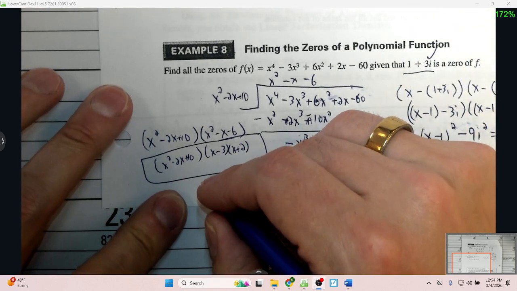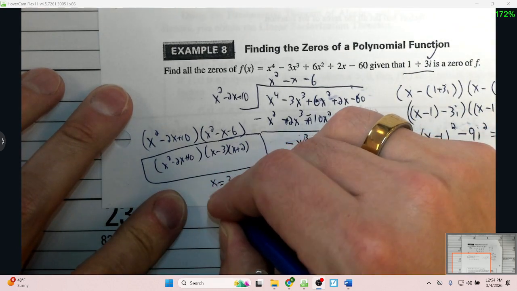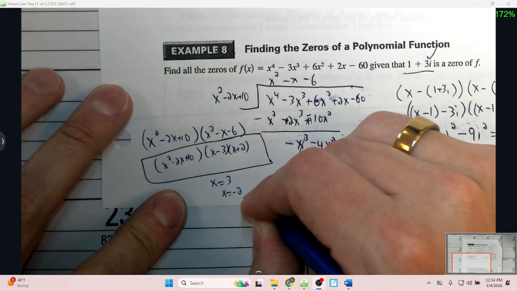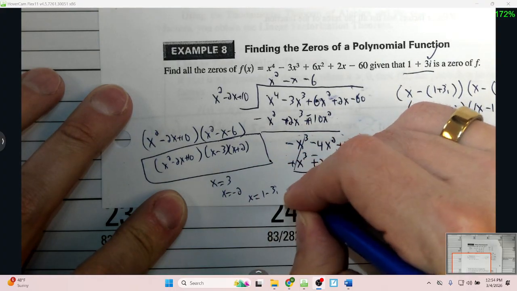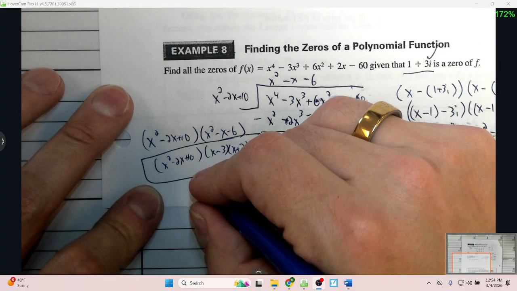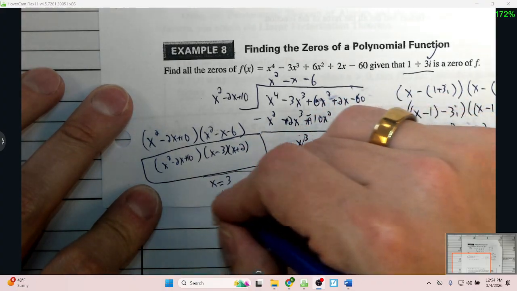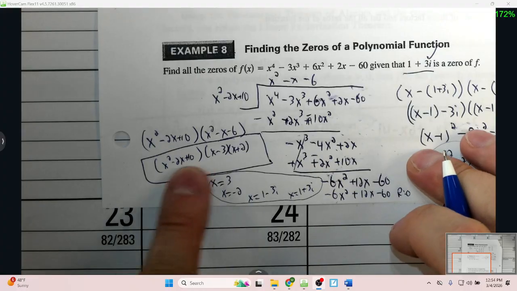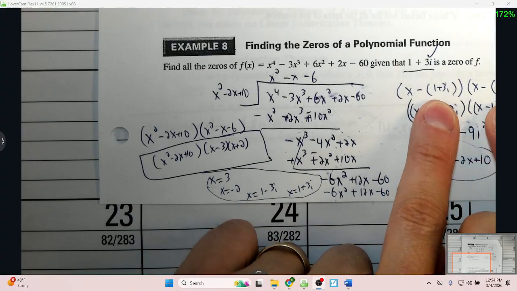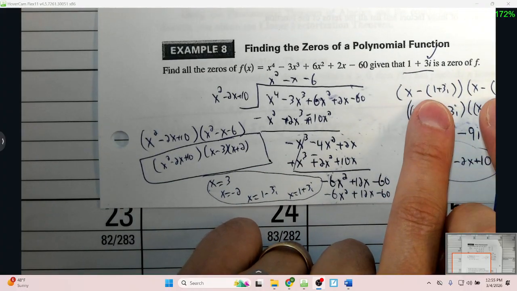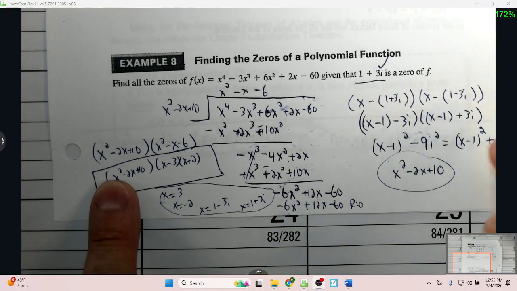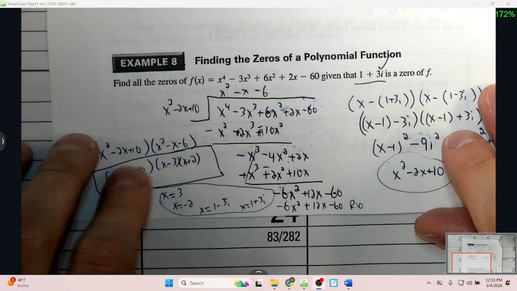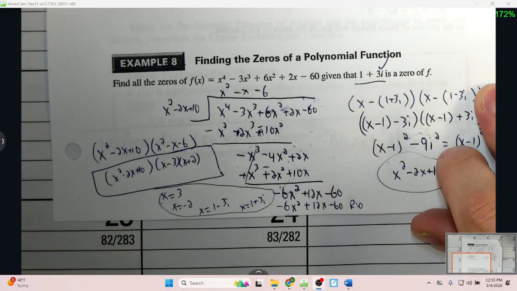And then we know that another 0 would be x equals 3, x equals negative 2, and x equals 1 minus 3i. So x equals 1 plus 3i. These are the zeros. If it says linear factors, you've got to break this down into those two linear factors. If it doesn't say linear factors, this is a quadratic factor. Okay, so that is pretty good. I think we're just about ready to wrap.